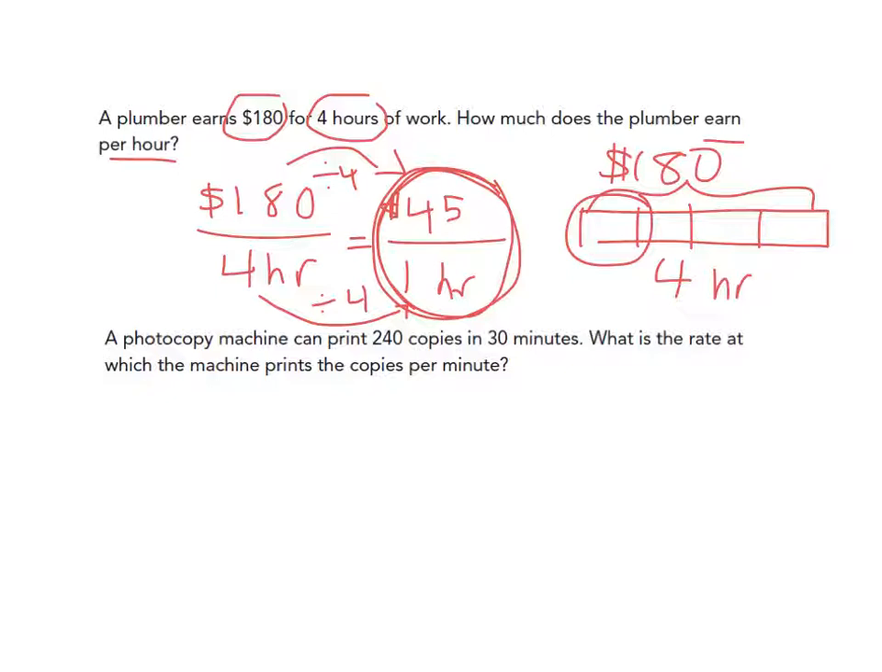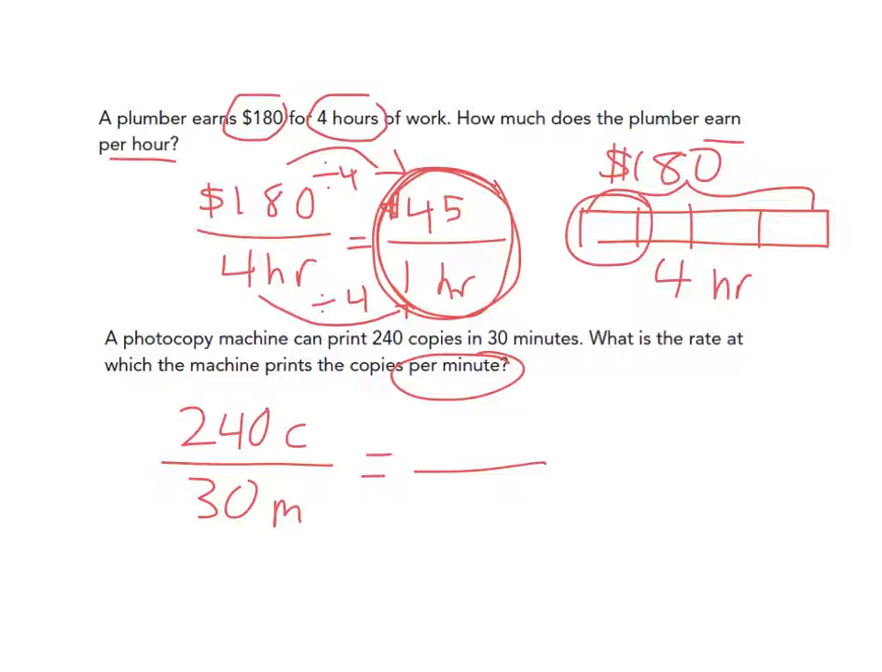A photocopy machine can make 240 copies in 30 minutes, and they want to know in a single minute. So what I need to do is convert this to a single minute. I know that to find the unit, I'd have to divide 30 by 30 to get a single minute. So if I do the same thing here, if I take 240 and divide it by 30, it'll give me 8. So it makes 8 copies per minute.